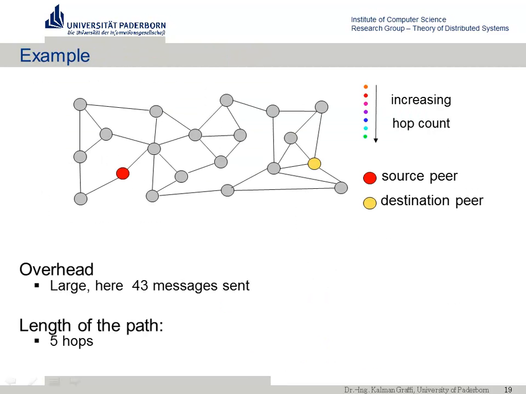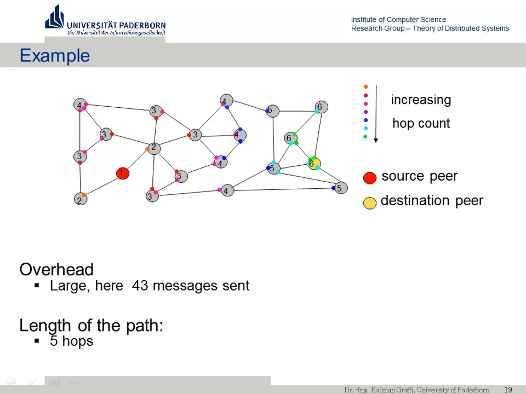Here I have an example of how this might look. The red node is the source node, and the yellow one is the destination node that has that specific object. Looking at it again, every node just floods the network and propagates the query further. In this case, we had a hop count of 5, because we started with 1 and ended in 6, and 43 messages were sent.